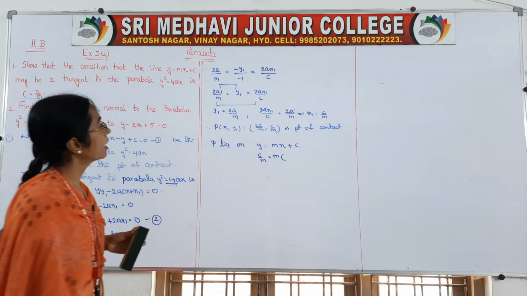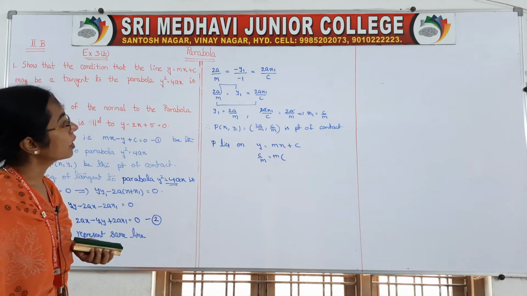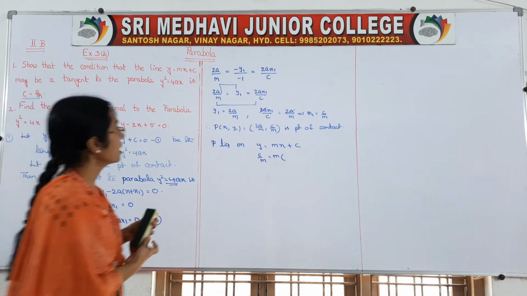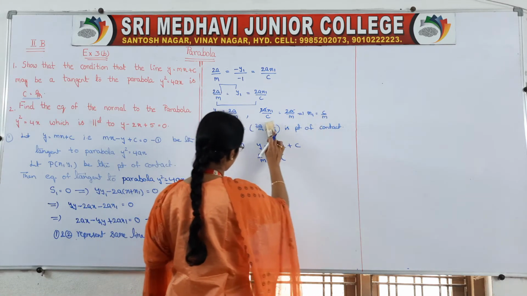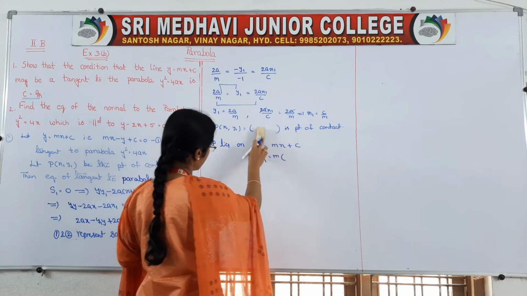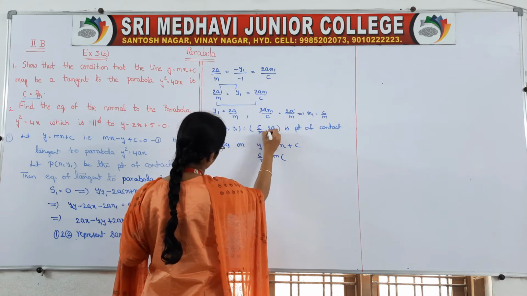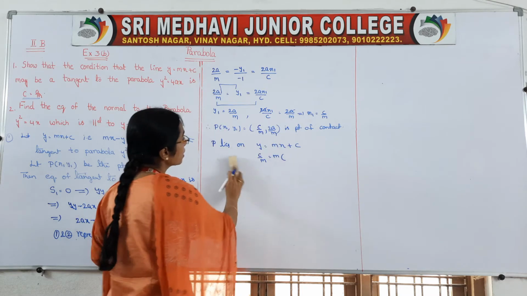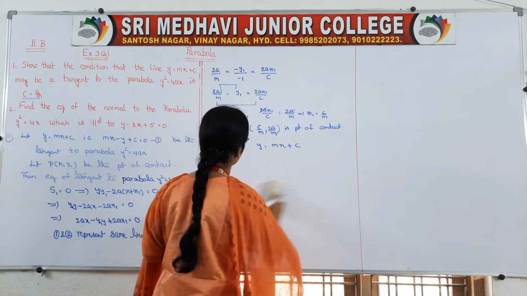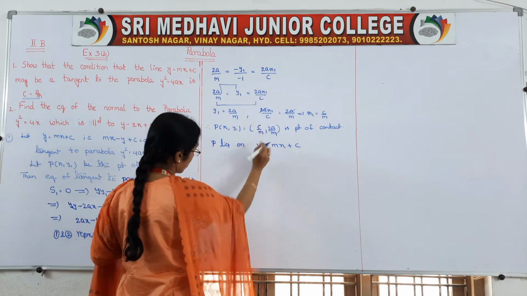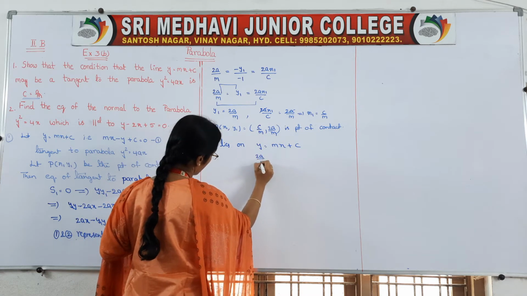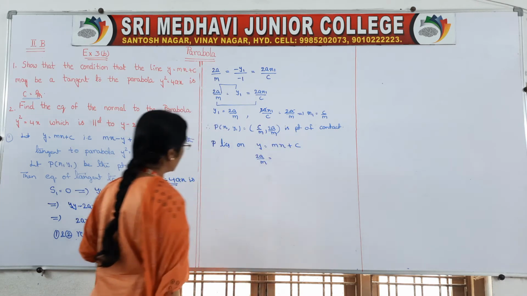Have we taken it correctly? x1 is equal to c by m, y1 is, right. So, this is c by m, this is 2a by m. Okay. So, y is equal to mx plus c means the y term is 2a by m is equal to mx.